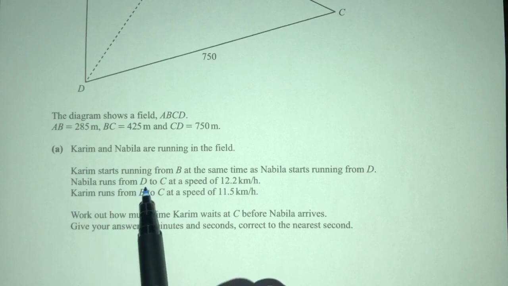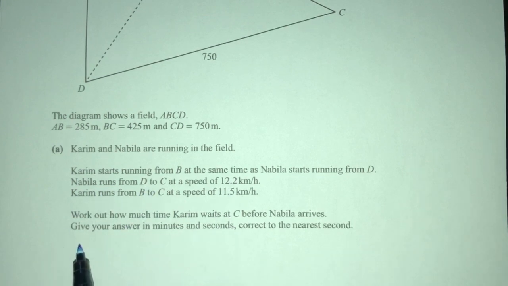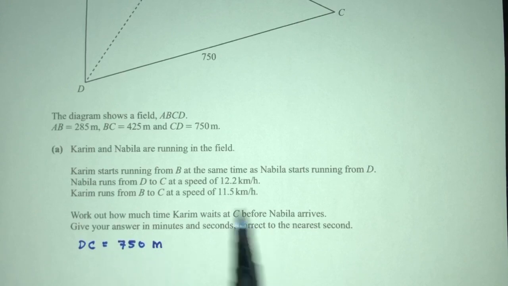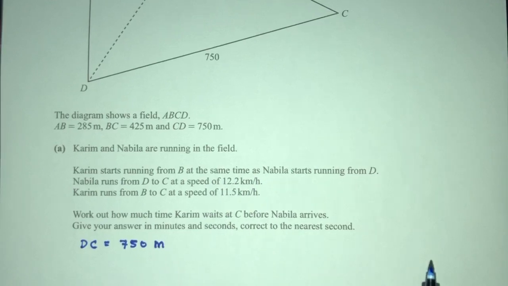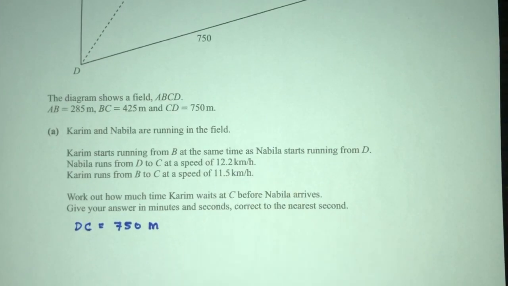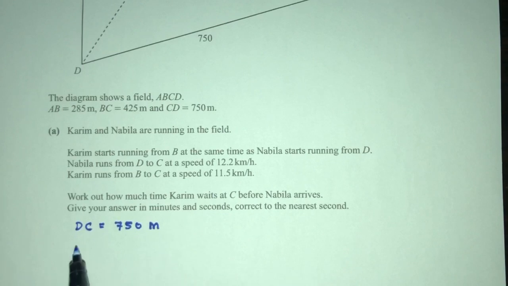Nabila runs from D to C at this speed. So we know that distance DC is given to you by 750 meters. Okay, use the speed to find the time taken. For example, we understand here 1 hour is 60 minutes.